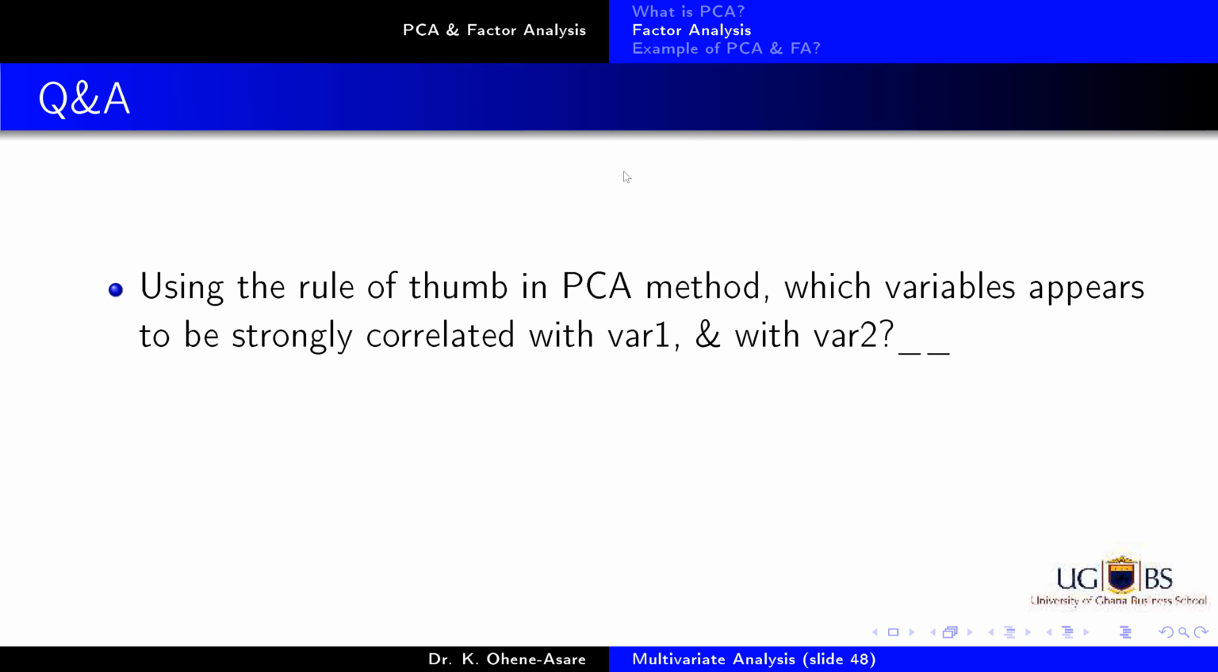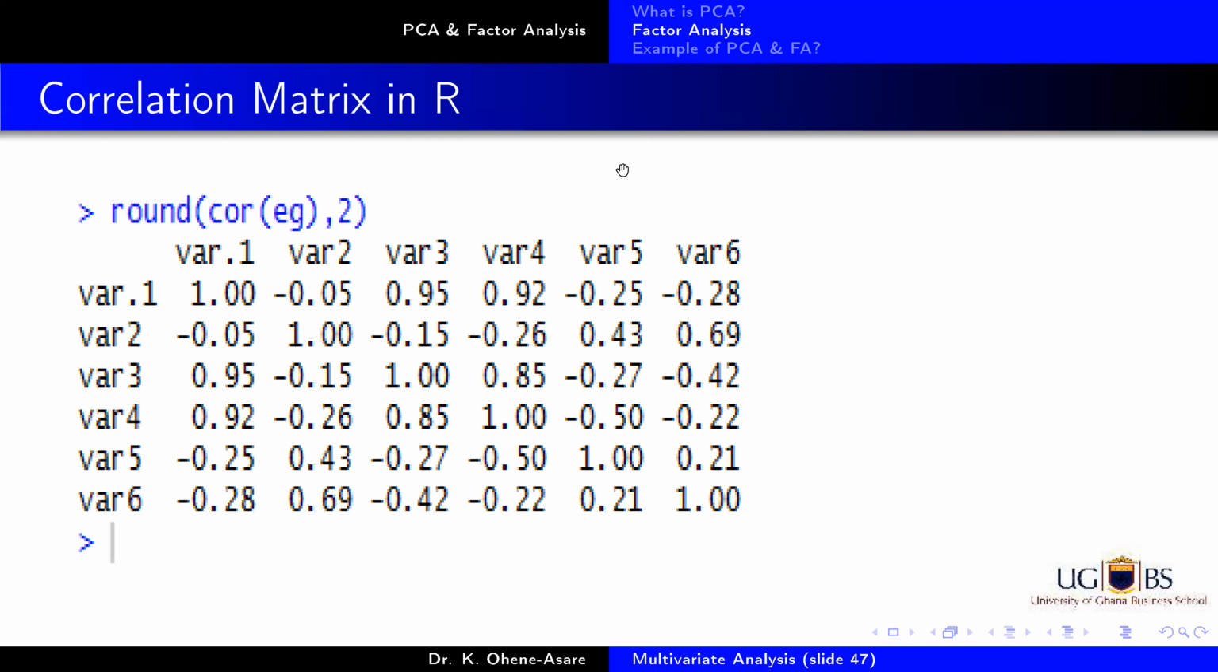The rule of thumb always says that for a variable to be strongly correlated with another variable, the correlation coefficient must be 0.3 or more. So now, using this rule of thumb, which variables appear to be strongly correlated with variable 1? You have your results, I have mine.